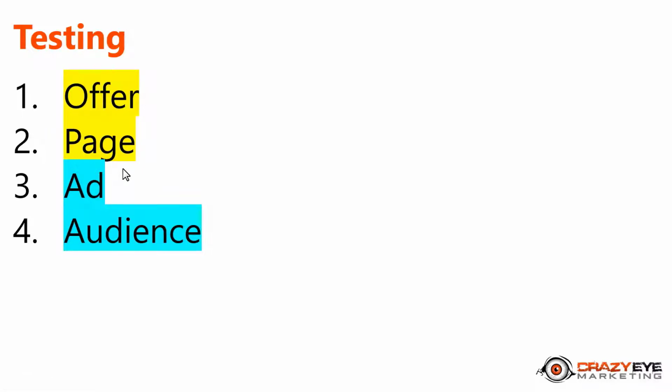So as you can see, testing involves all this stuff. It's like a long flow. Like what you do, it's a butterfly effect or chaos theory. So if you change something here in your audience, it could impact your ad, which will impact your page, which will impact your offer, and so on. So it flows. The changes you make impact everything else.